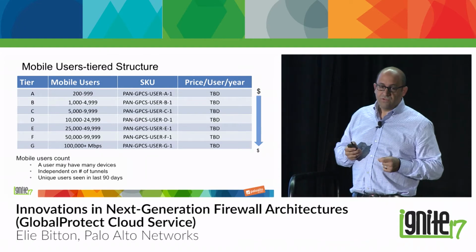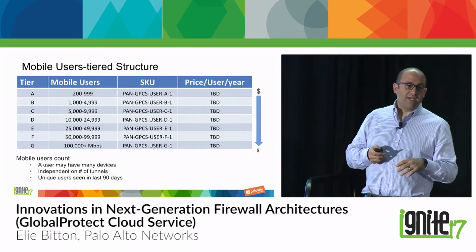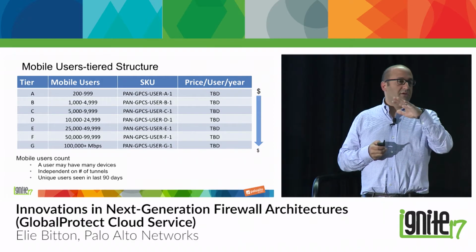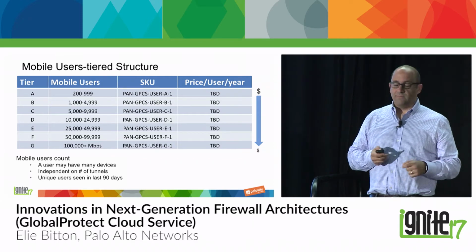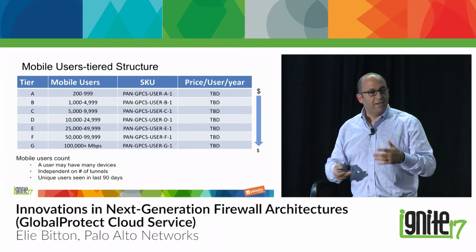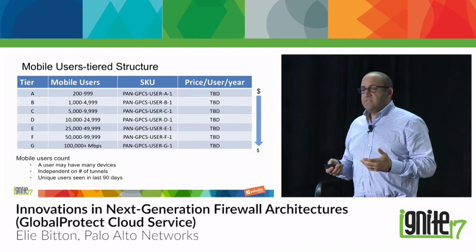For the mobile users, it's the same tiered structure. So 200 is on the low side, 200,000 plus, and it's in the same tiers. So you pay a lower price the more users you buy. You could, of course, jump from tier to tier as you trade in the remainder or do co-terms and things like that. Users, again, as many devices as the user has.